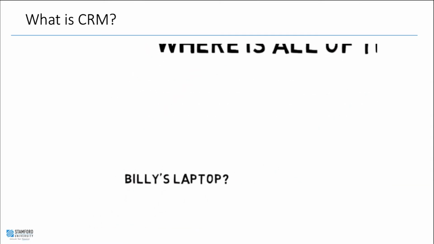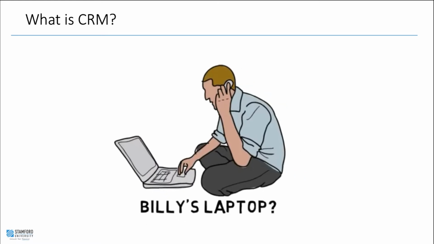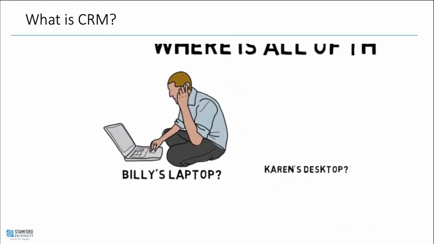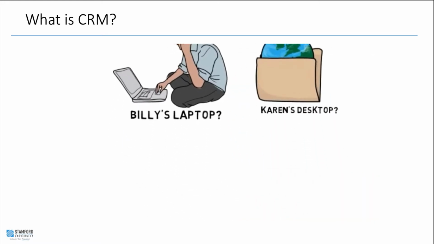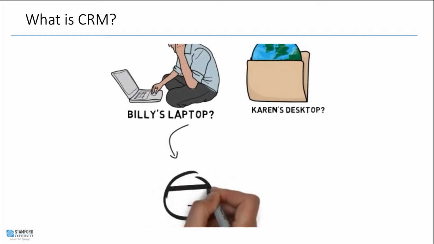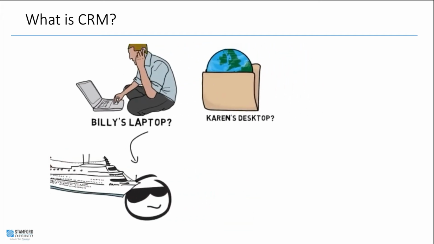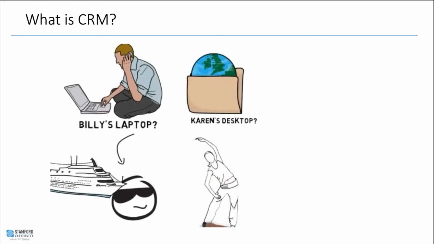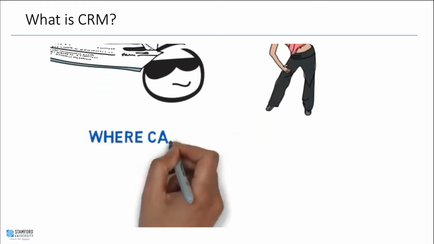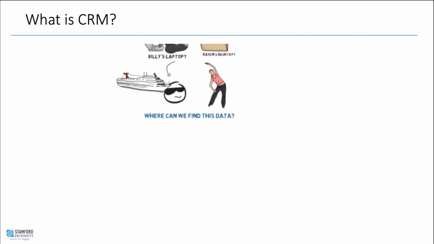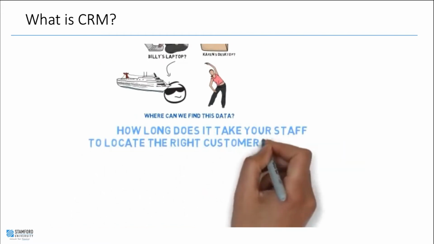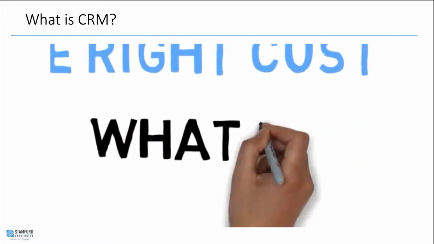Is it on Billy's laptop from sales? Or maybe it's on Karen's desktop for marketing. But then what do we do when Billy decides that he wants to go on vacation and Billy's decided to cruise the Caribbean? Or what if Karen decides she wants to take the day off for her yoga classes? Where can we find this data now? And how long does it take your staff to locate the right customer information?